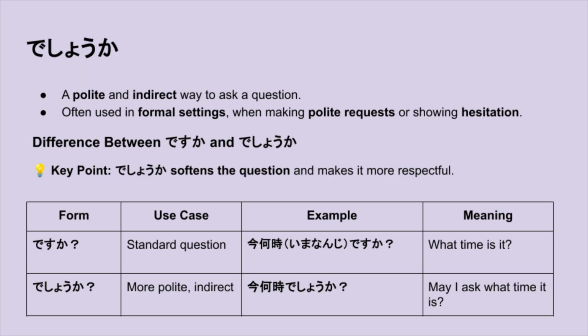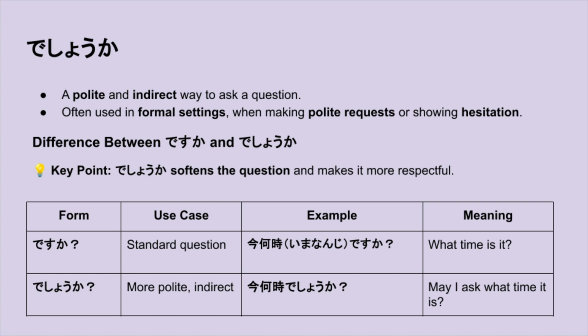There's another way to make questions. This is even more formal than the standard of desu ka at the end of it. The difference here is you're trying to be more indirect, trying to be more humble, being hesitant. It softens the question and makes it more respectful. The standard is desu ka, and then the more polite, indirect version is deshou ka, which you conjugate exactly the same, you're just changing the little ending of it, the su in there, to shou instead. That's literally the only difference. There's not any kind of crazy conjugation that you have to worry about.